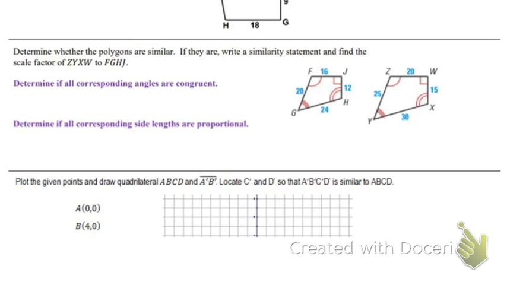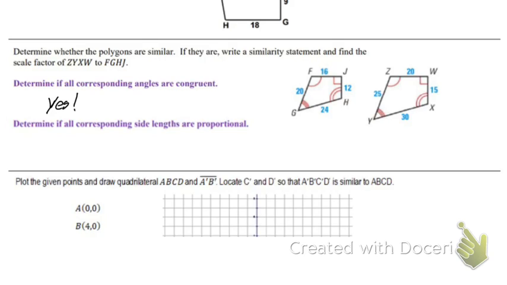Do we really want to spend the time and write? It's already on there, right? Do we all agree that all the angles are congruent? We're all okay with that. So I'm just going to say yes. I'm not going to sit there and write all of them down. Okay, determine if all corresponding side lengths are proportional.